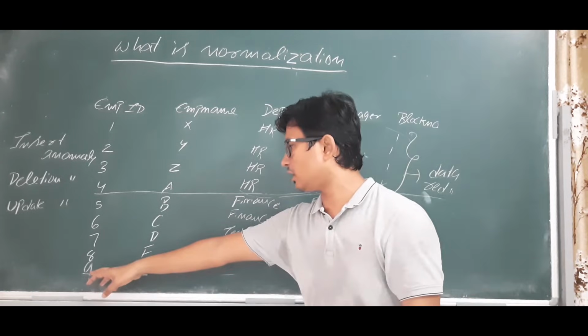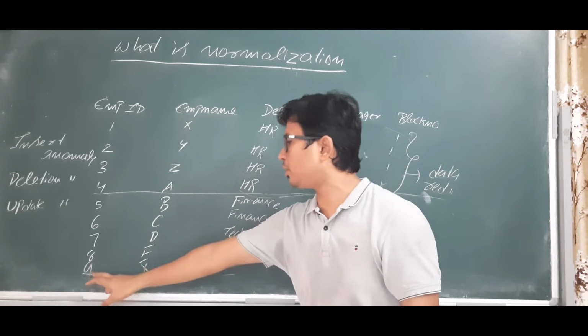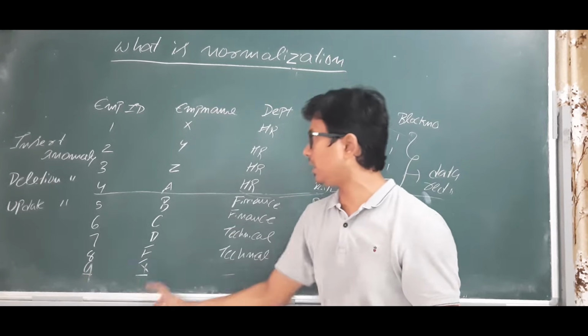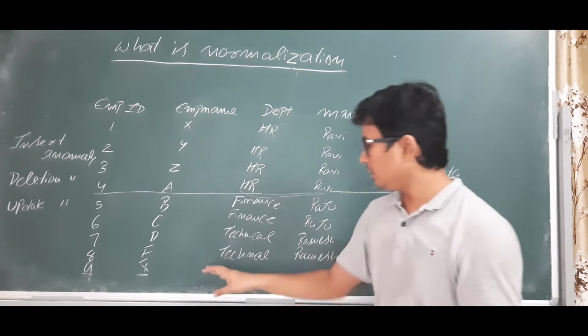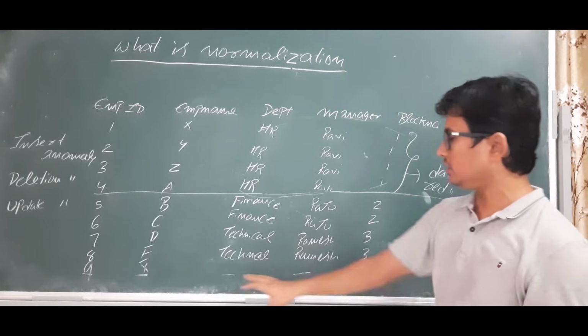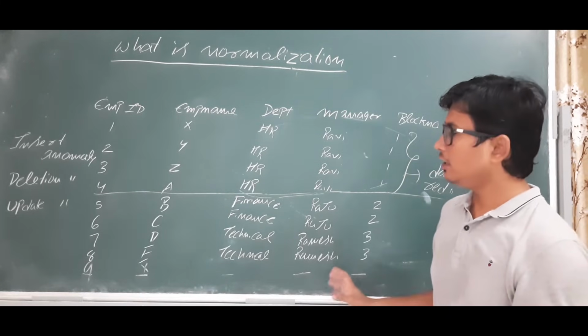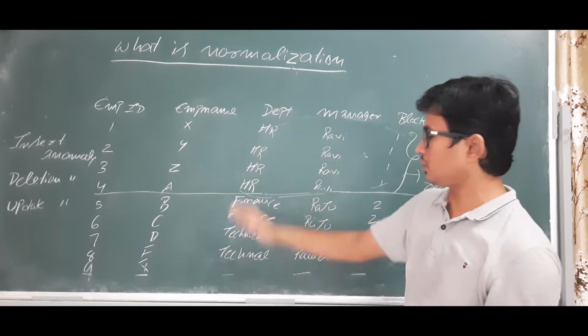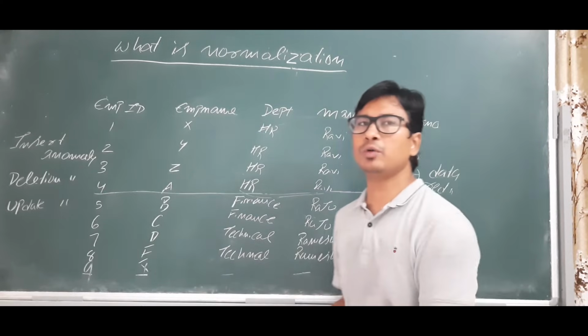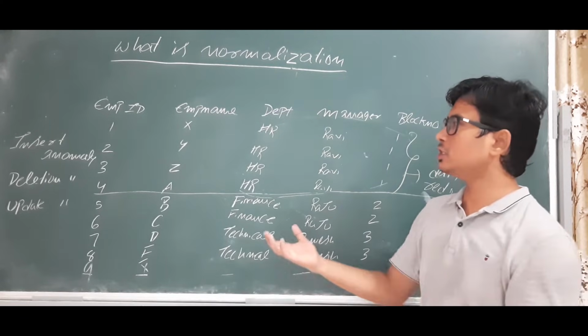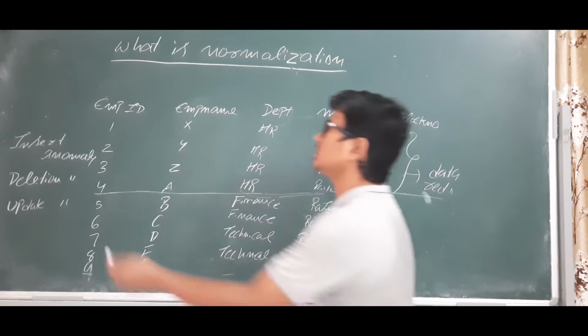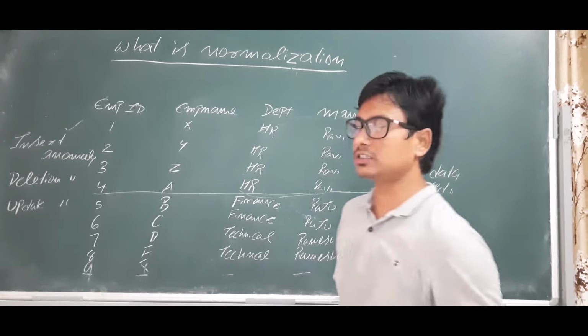What is this insertion anomaly? If you are creating a new employee with a new employee ID and the name X, and we are not assigning any department, then this will be null. If we want to do it in reverse, first creating the department, then the employee's information is null. So this problem we will call the insertion anomaly or insertion problem.